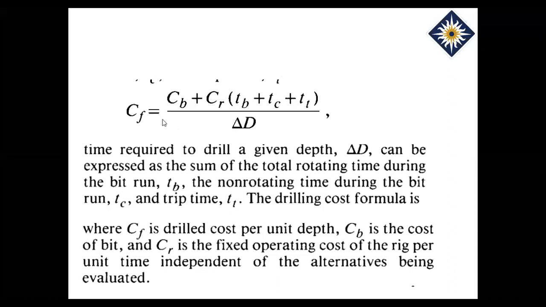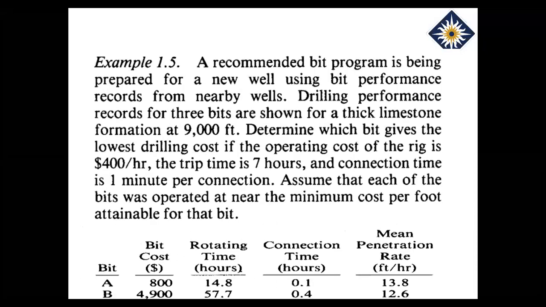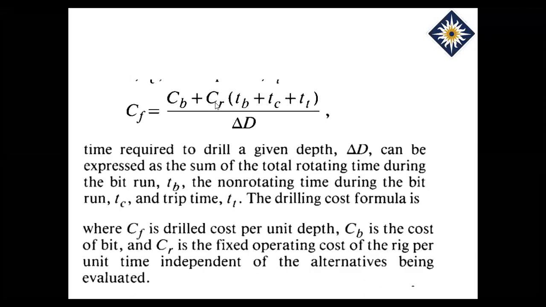Now, this is the formula given in the previous one. Let's first look at what is going on here. First, CF here is the drilling cost per unit depth, cost per feet. CB represents the bit cost, for example, here the bit cost is 800, 4,900 or 4,500. Then CR is the fixed operating cost of the rig, how much the rig costs per hour or per day. So this is the cost per feet.